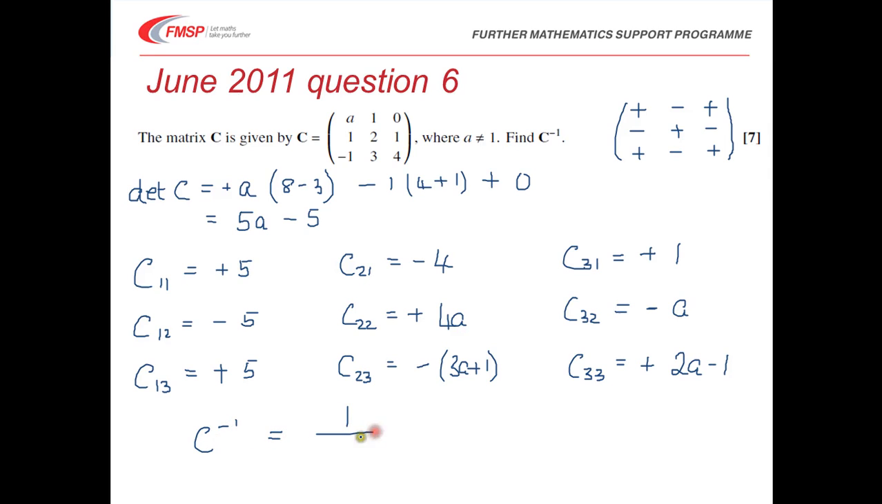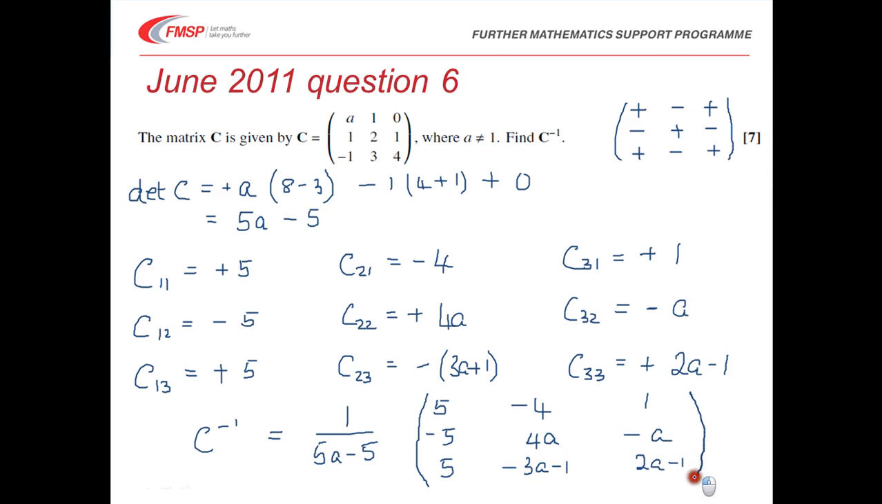So the inverse of the matrix is 1 over 5A minus 5, and now we can write them down just as they are here. So we have a 5, minus 5 and 5, a minus 4, a 4A, and a minus 3A minus 1. We take the brackets away, and then we have a 1, a minus A, and a 2A minus 1. And that now is our inverse.